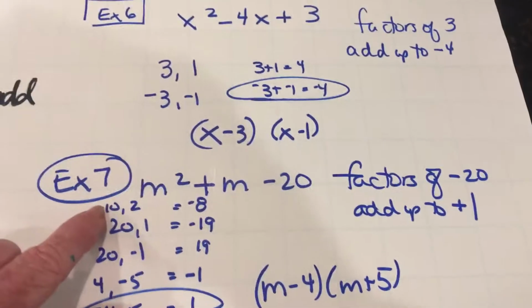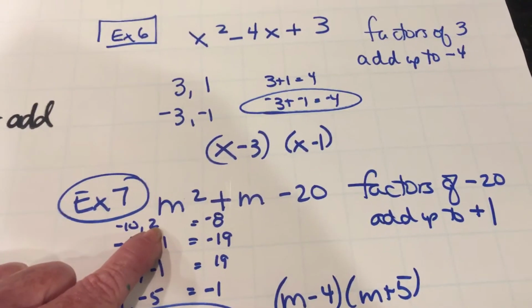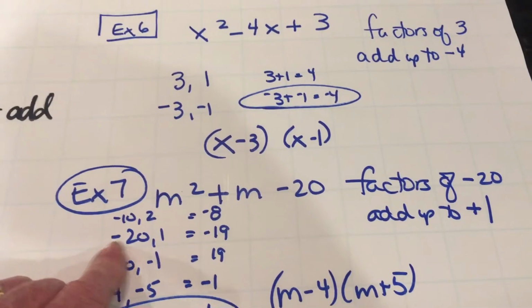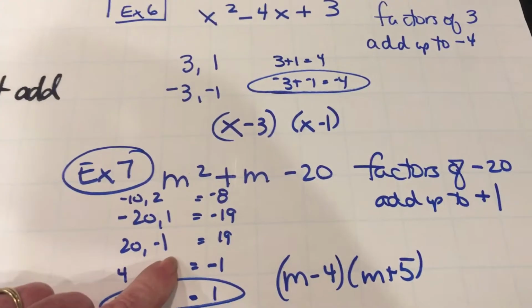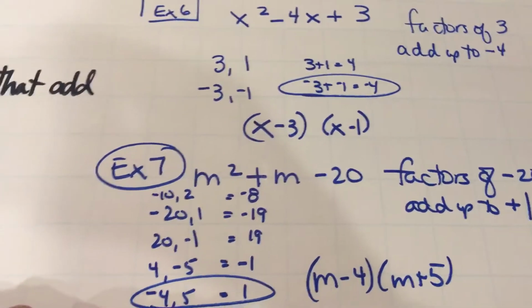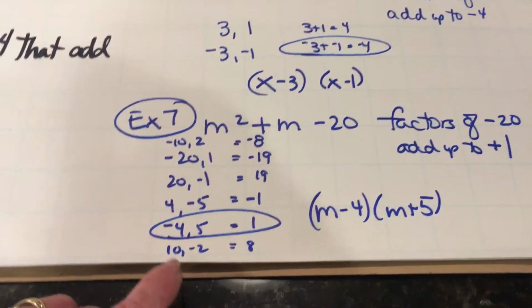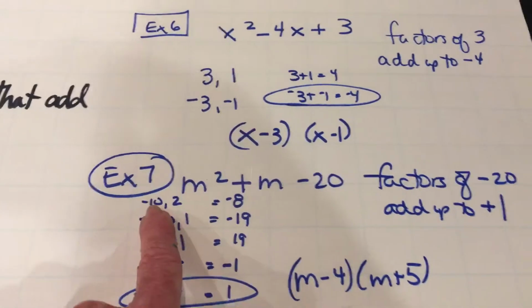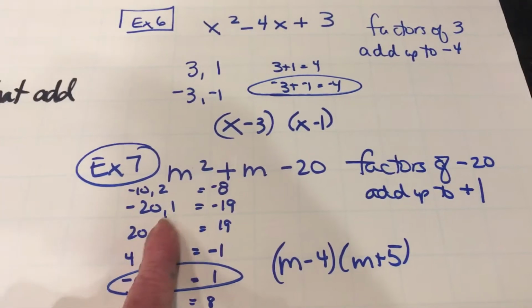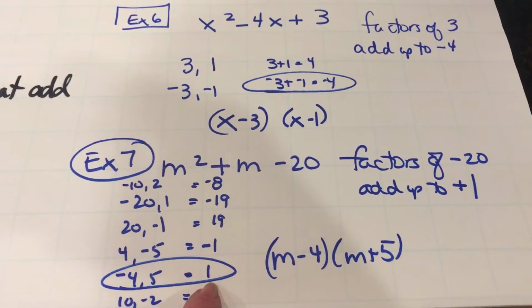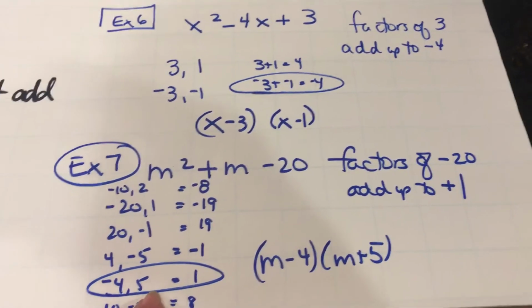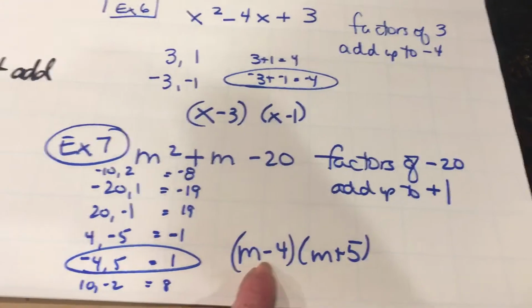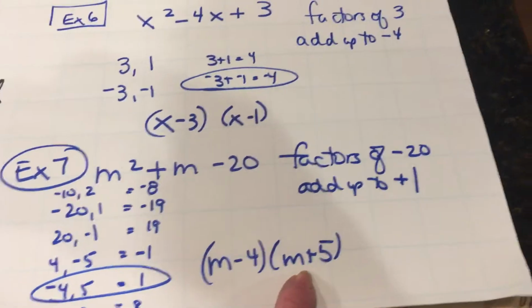So we could have had a negative 10 and a 2, negative 20 and a 1, a 20 and a negative 1, a 4 and a negative 5, a negative 4 and a 5, a 10 and a negative 2. And when you add across to see which of these things that multiply to give me negative 20 gives me positive 1, it's negative 4 and 5. So that gives you m minus 4 and m plus 5.